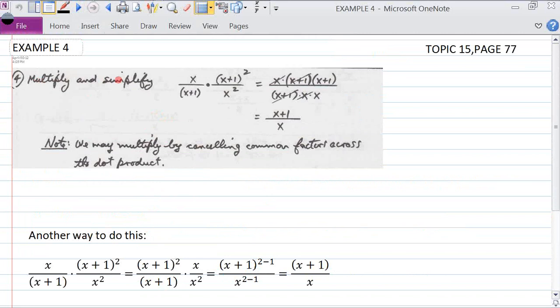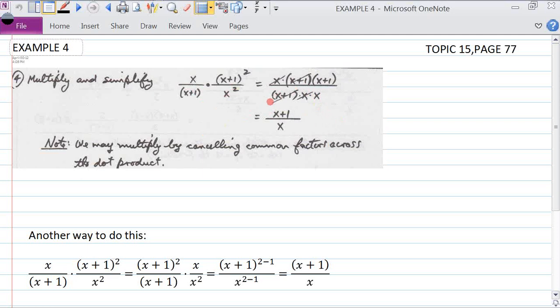So here we're asked to multiply and simplify. And here what we've done is take the x, that becomes this x. x plus 1 squared is x plus 1 times x plus 1. And here we have x plus 1. Instead of writing x squared, we've got x times x.